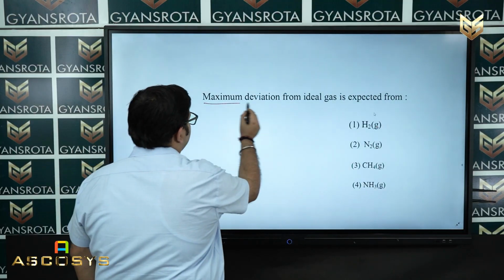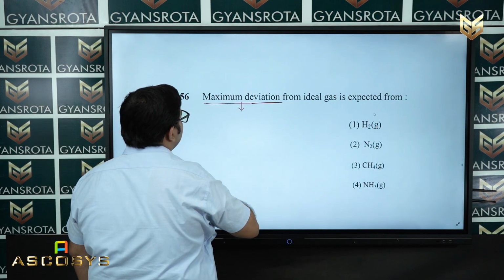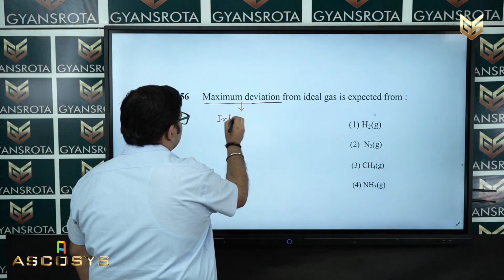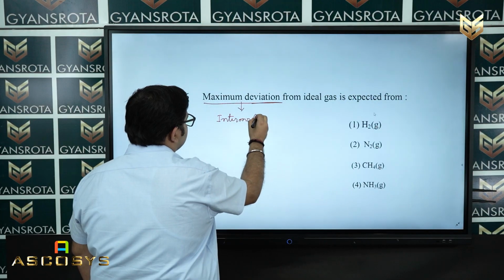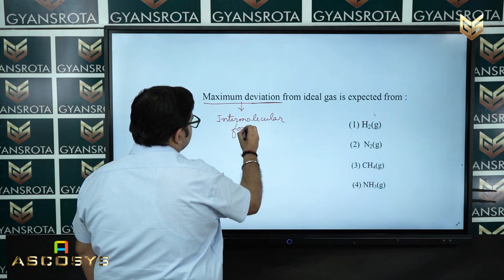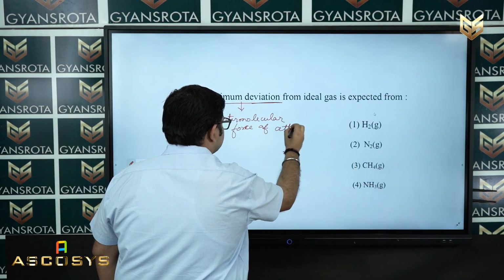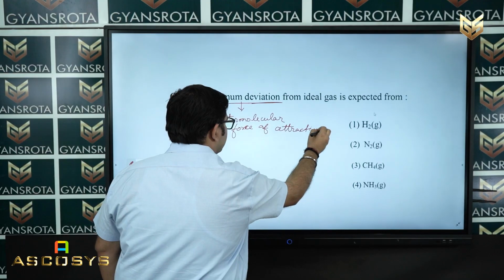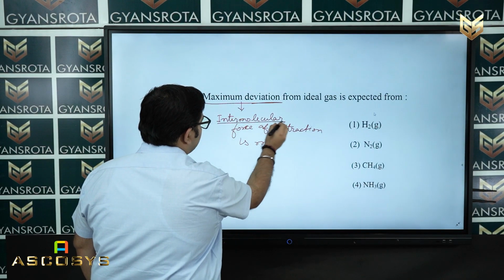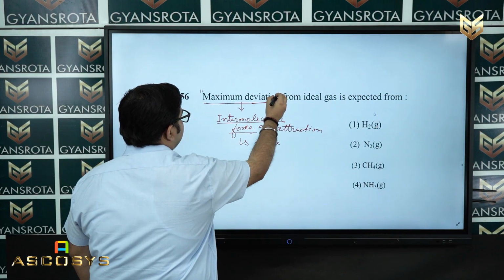Now they ask about the maximum deviation. Okay. So to find out this maximum deviation, we have to find out where the intermolecular force of attraction is more. Where this intermolecular force of attraction is more, there they show the maximum deviation.